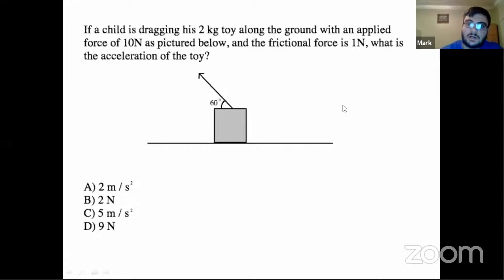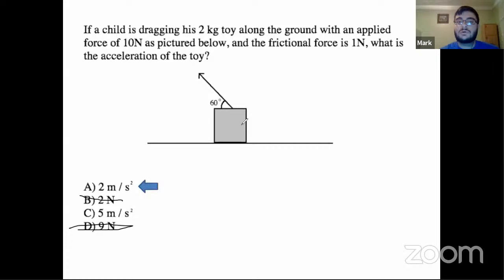Okay, so it was actually a two-way tie between A and C. 43% said A, 43% said C, 4% said B, and 9% said D. The correct answer is actually A. I'm glad you narrowed it down to A or C, because they asked what the acceleration of the toy was, and if you look at the units, you can already eliminate B and D because these are in newtons. So that was easy. Now all you have to do is find what the acceleration actually is.